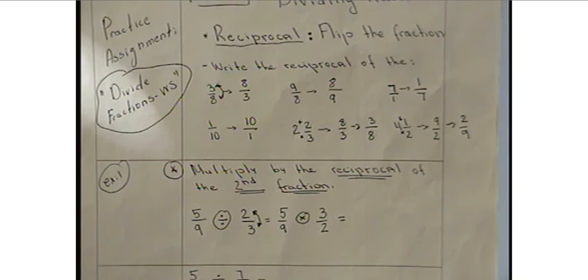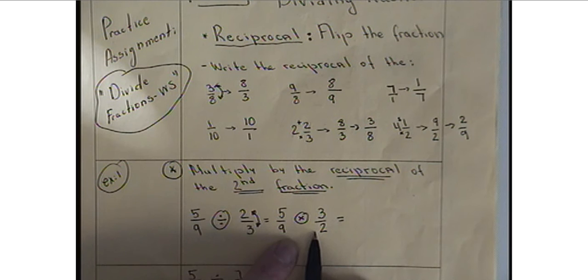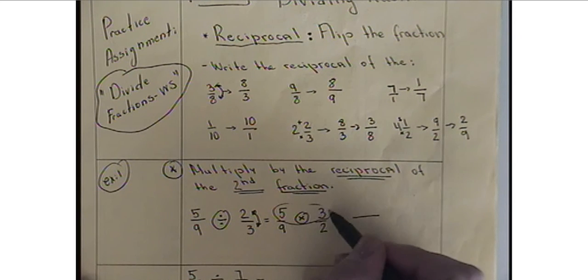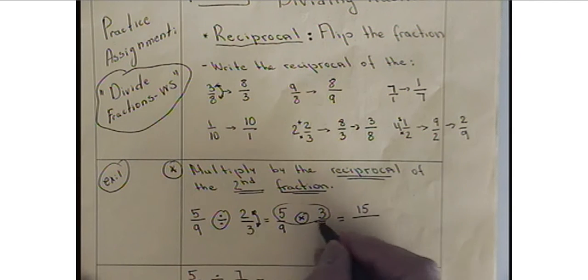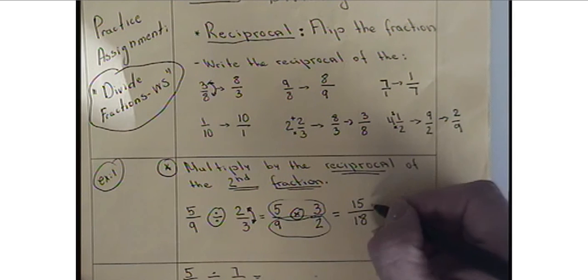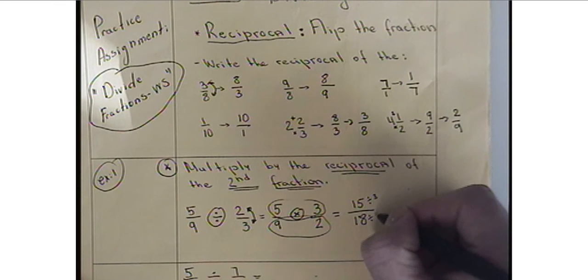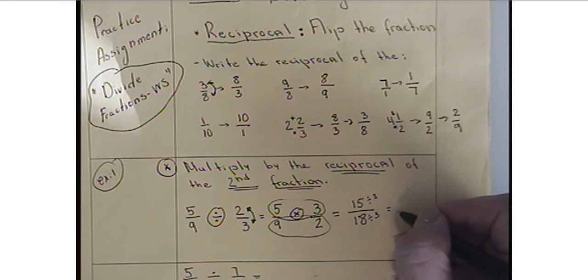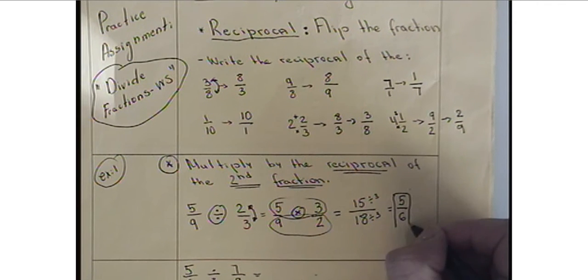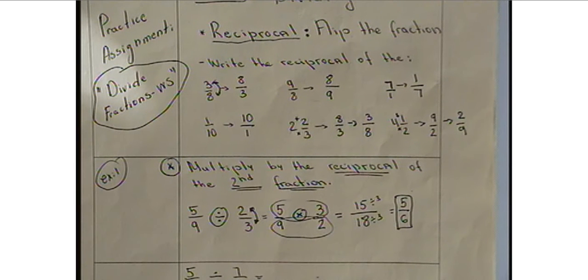Now from division we're changing to multiplication, and we just finished the multiplication lesson, so we know how to multiply fractions. We multiply the top numbers, 5 times 3, 15, and then we multiply the bottom, 9 times 2, 18. 15/18, both of those are divisible by 3, so we can simplify. So that will be the final answer here, 5/6.